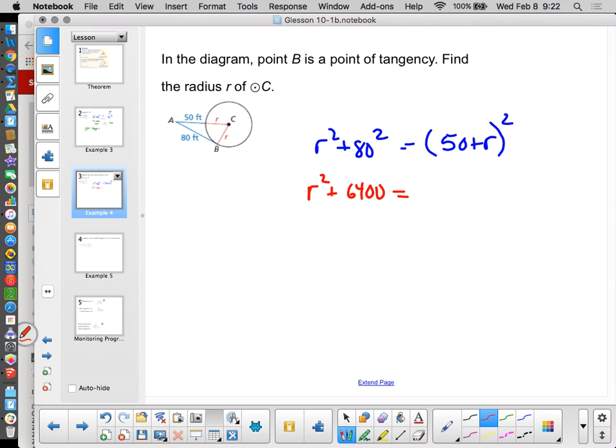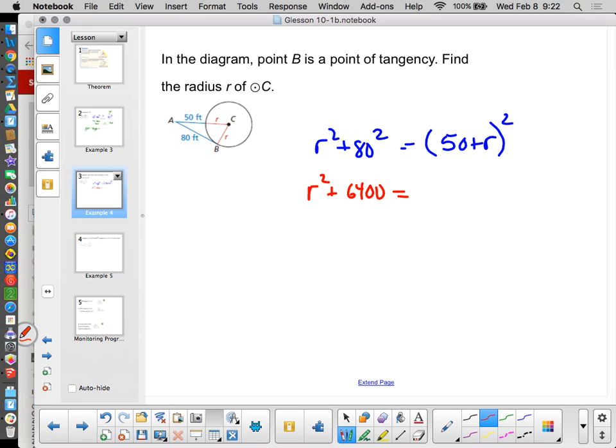But 50 plus R squared, here's where we do a little algebra review. 50 plus R squared does not equal 50 squared plus R squared. It doesn't work that way. Just a reminder from Algebra 1: I cannot distribute an exponent over a sum or a difference.